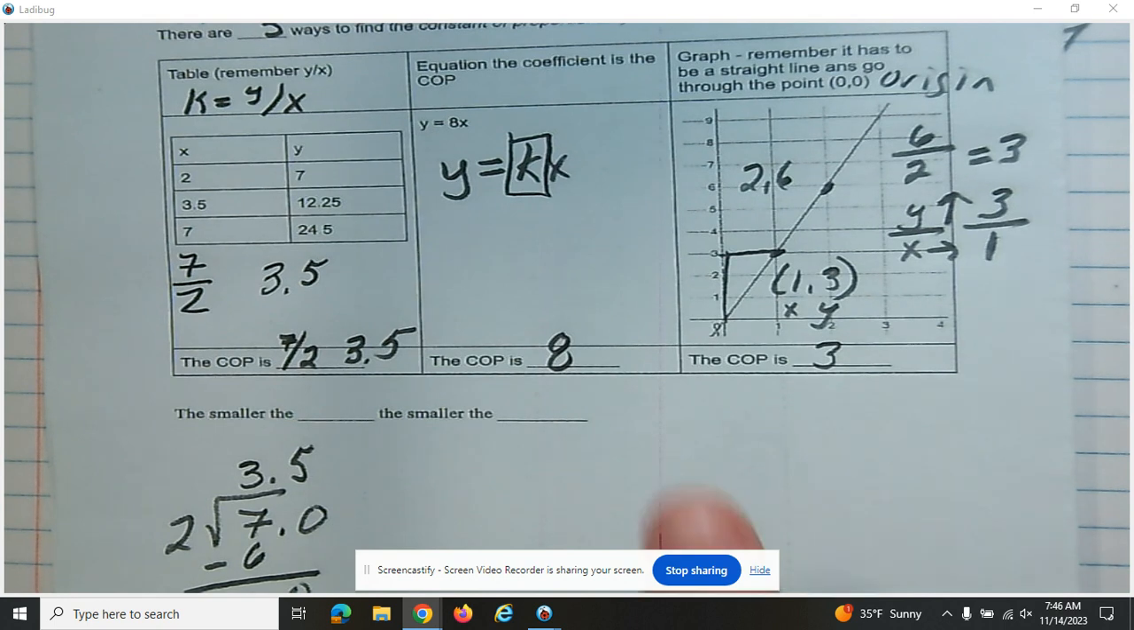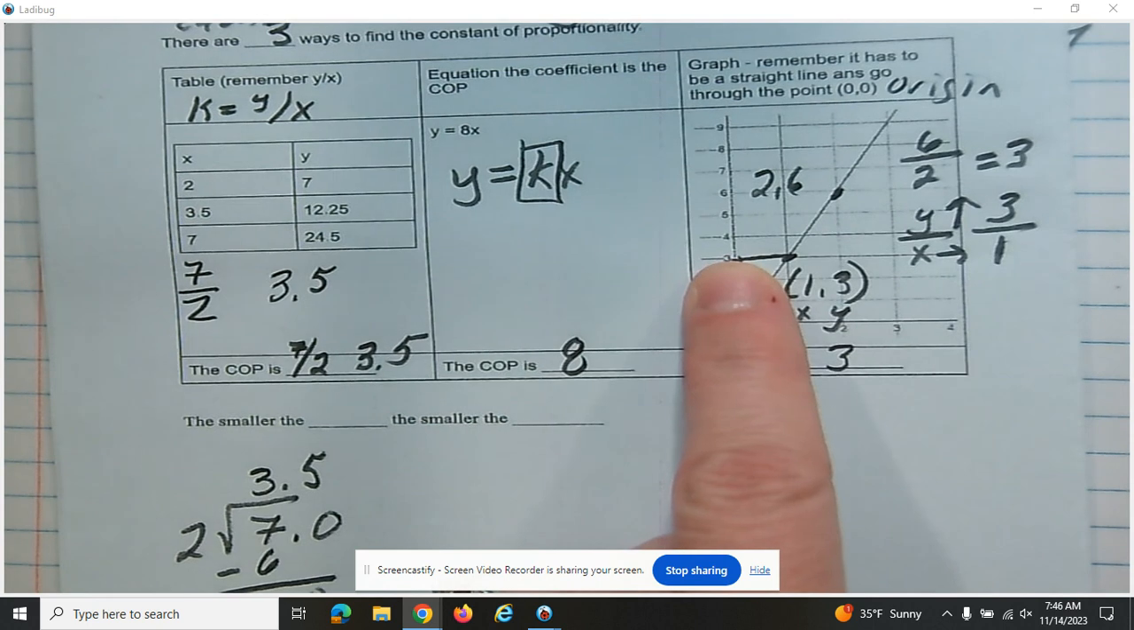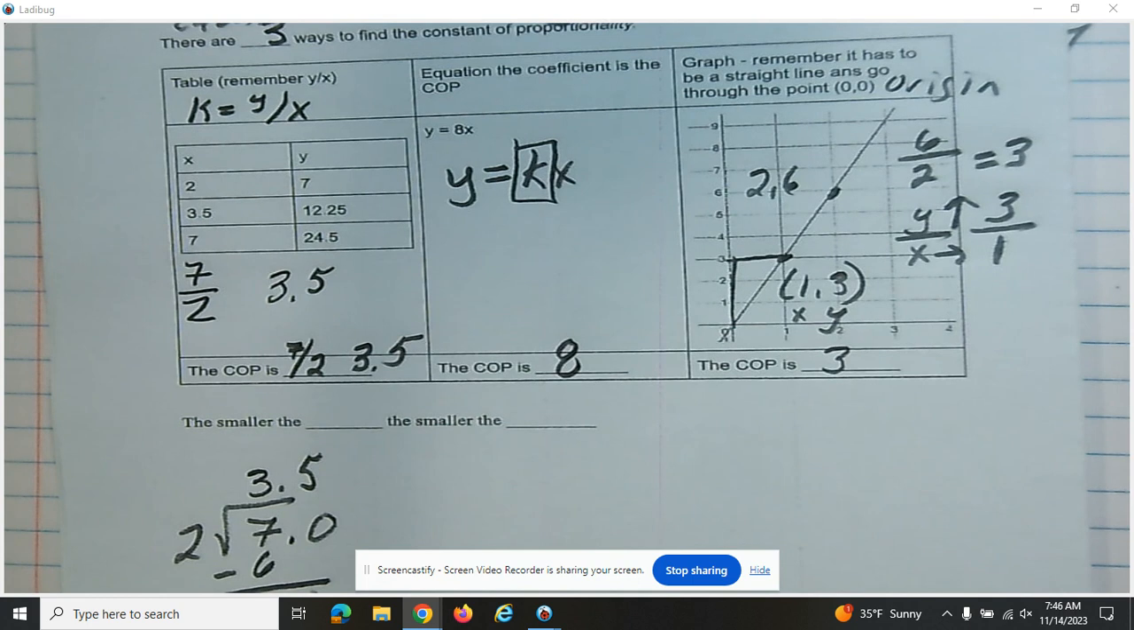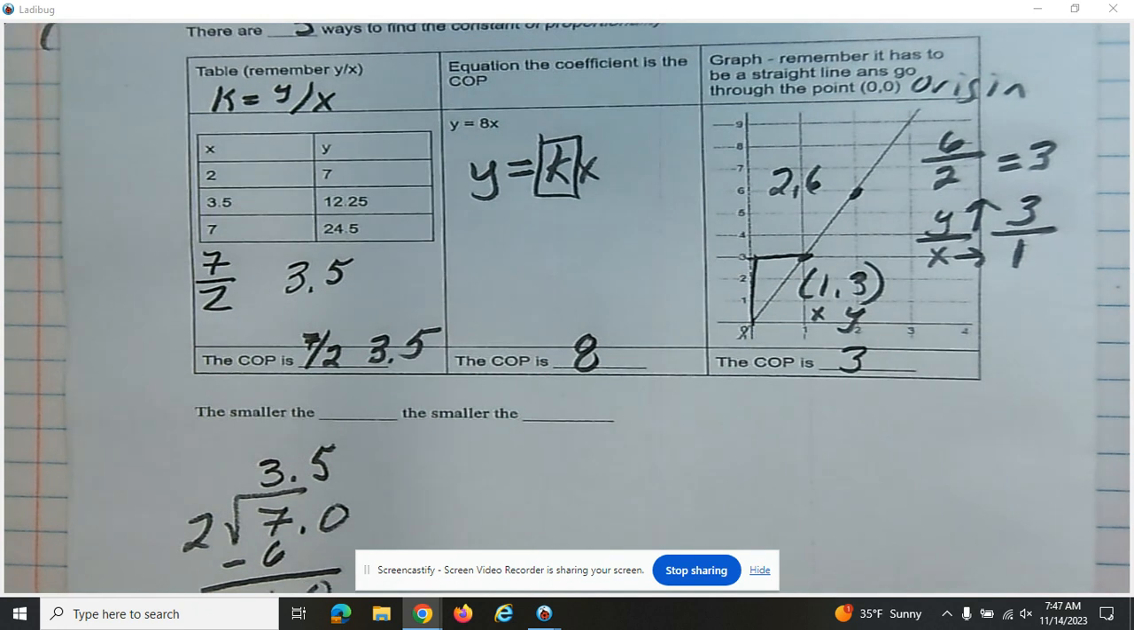Your 3 was on the y. It went up, so it's positive. You went to the right, which is your x. You went to the right, it's positive. So I'm showing you a little bit of slope ahead of time. Okay? Any other questions? Okay. So let's flip this over.